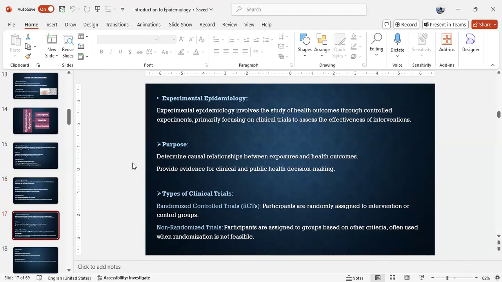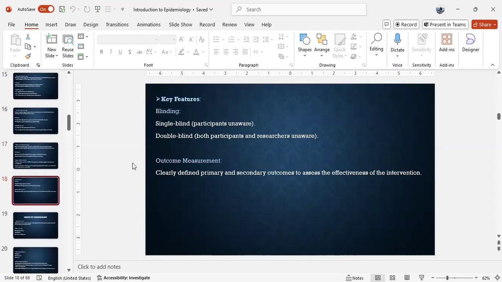Types of clinical trials in experimental epidemiology. There are randomized controlled trials where participants are randomly assigned to intervention or control groups, and non-randomized trials where participants are assigned to groups based on other criteria, often used when randomization is not feasible.